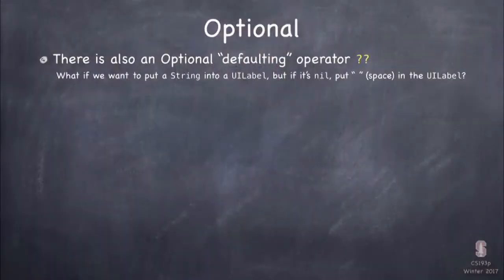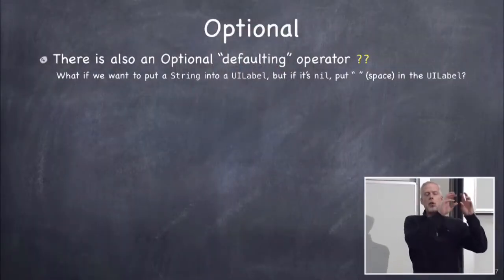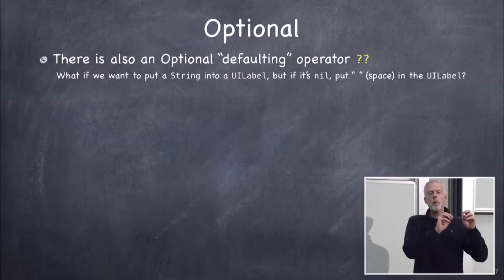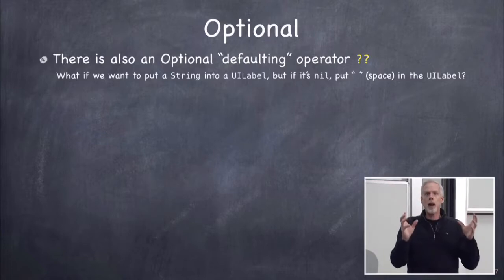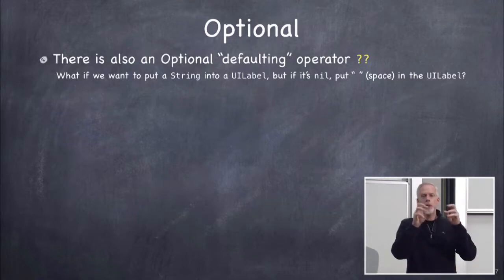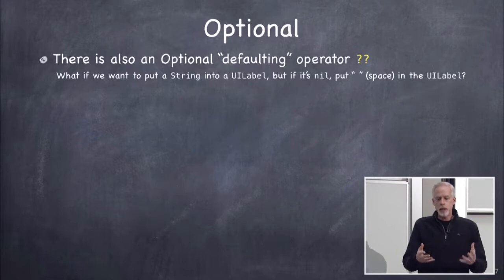Okay, another cool optional thing we can do is optional defaulting. What if we wanted to put a string in our UI label, like in our display, but we know that if that string is nil, we don't want to put nil in there? What will happen to our label if we put nil in as the text? It'll collapse down, right? Probably most of you saw that. You have to put something in there, at least a space. So let's say I want to put a space in there if it's nil.